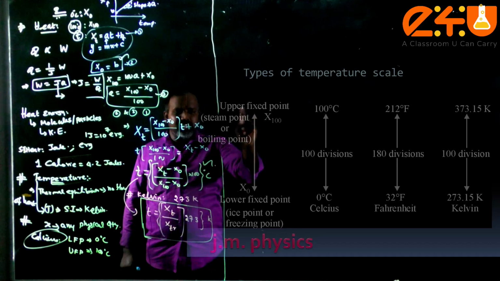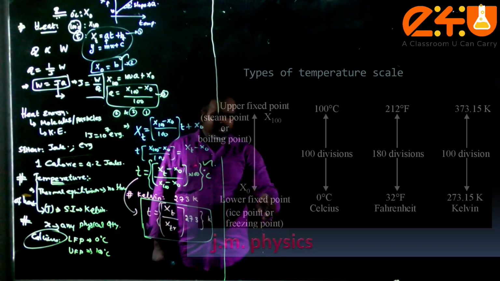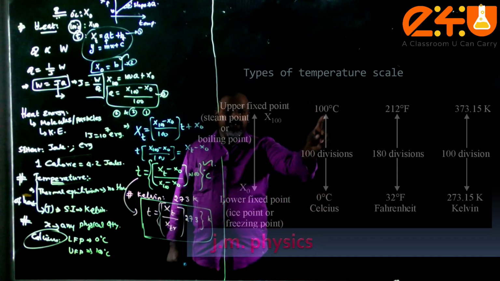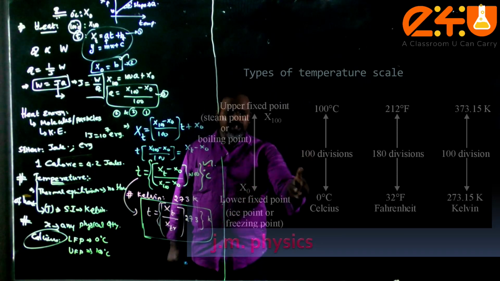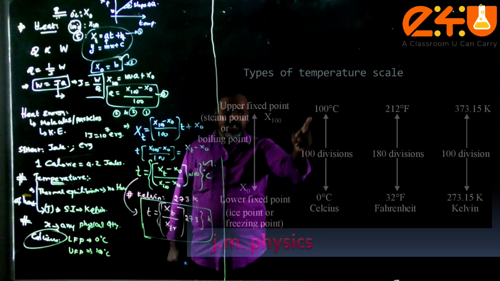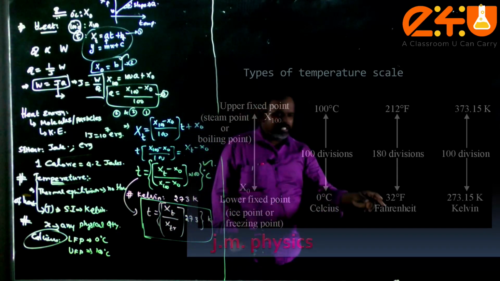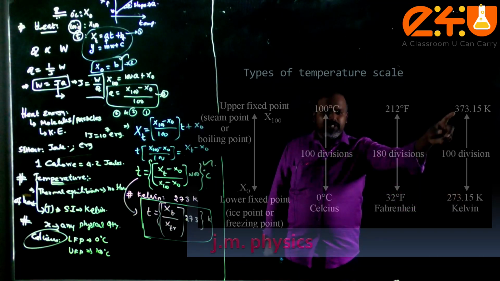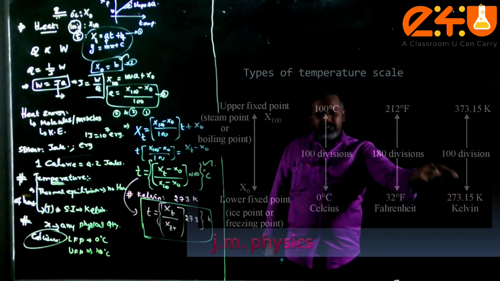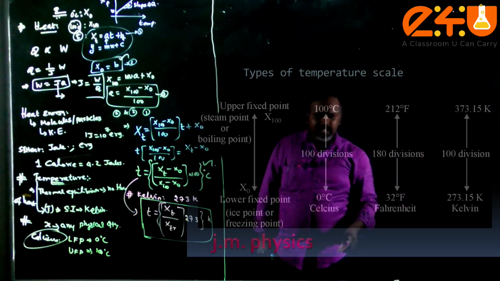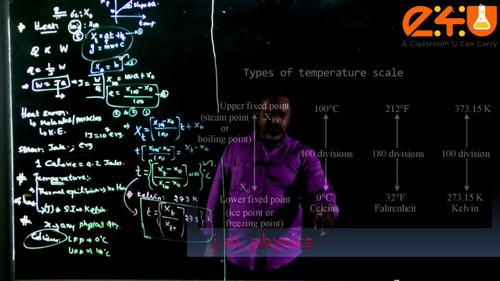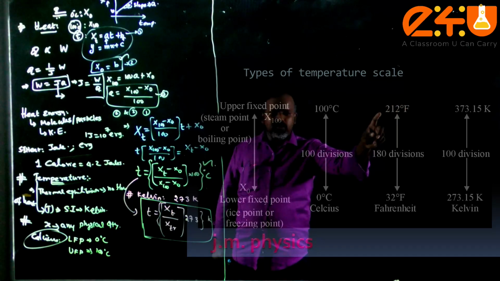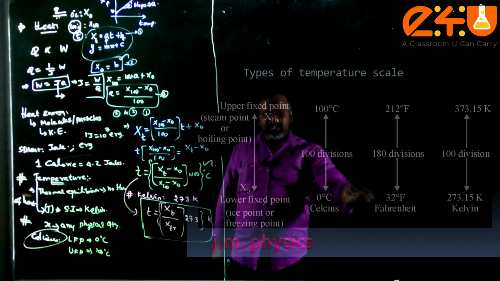So when the temperature is 100, now you see this diagram. When the lower fixed point is taken as 0 degree centigrade in Celsius, and the upper fixed point is 100 degree, the total number of divisions between 0 and 100 is 100 divisions. Similarly in the case of Kelvin, the lower fixed point value is approximately 273, and the upper fixed point is 373 Kelvin. So the number of divisions between these two is also 100. But in the case of Fahrenheit, the lower fixed point value is 32 degree Fahrenheit, and the upper fixed point is 212 degree Fahrenheit. The number of divisions is 180.